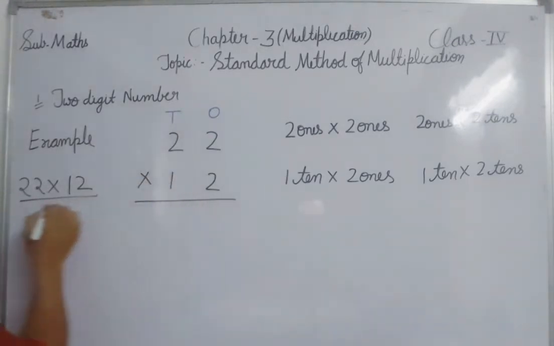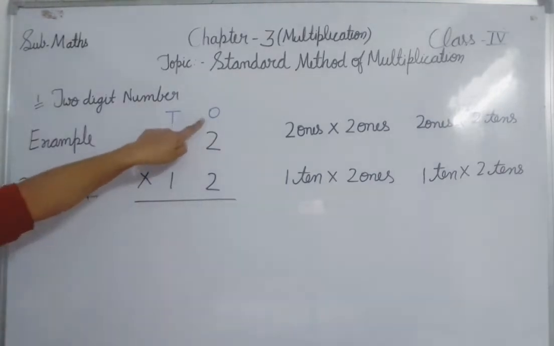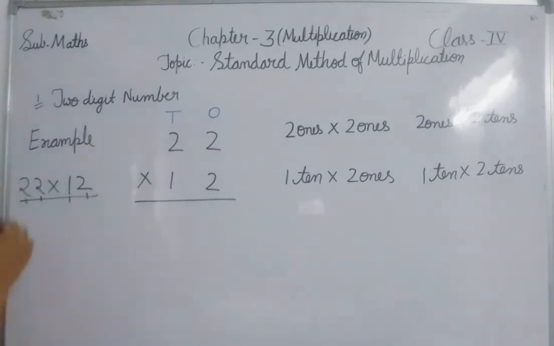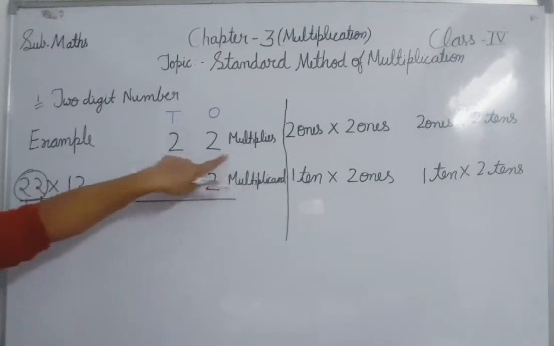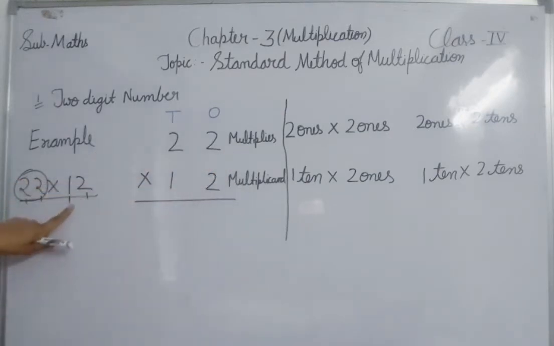First, two digits are there: ones, tens. I have mentioned two columns here, the ones column and the tens column. First I am writing this number, 22. This is the multiplier. And what is the multiplicand? 12 is the multiplicand. Both are 2-digit numbers.